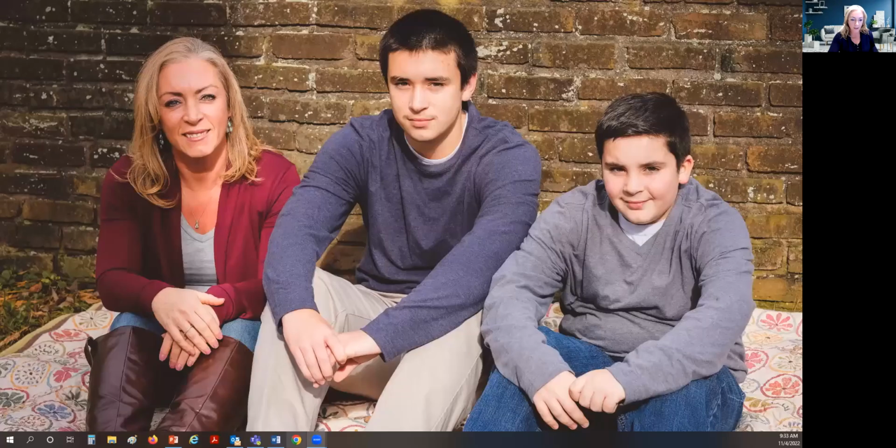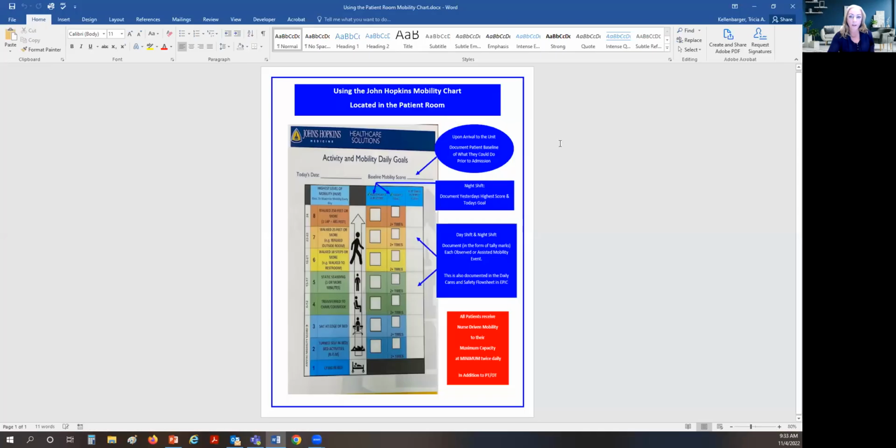Okay, and let me pull up. So you should have the Johns Hopkins Activity and Mobility Daily Goals poster. It's a laminated poster in everybody's room, so it should be in each patient's room, and hopefully close to the whiteboard, because it should be part of what we're doing with all of our patients, whether you're day shift or night shift. So let me just talk a little bit about this.